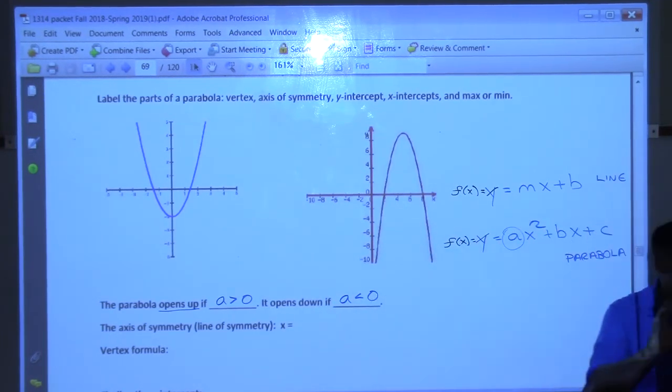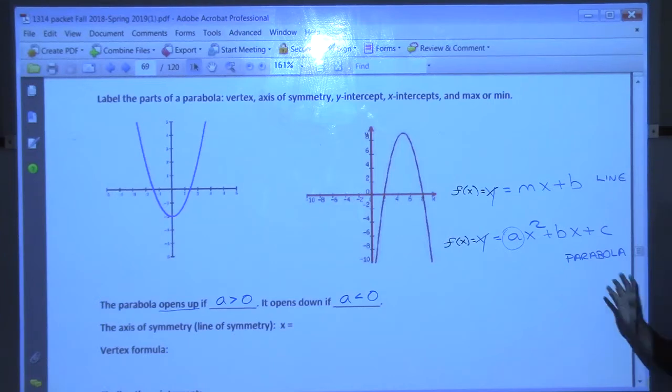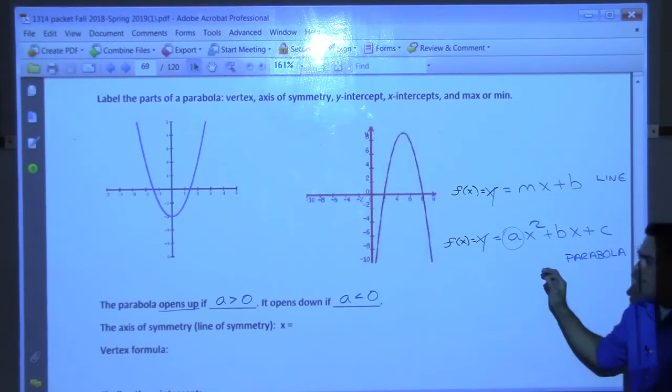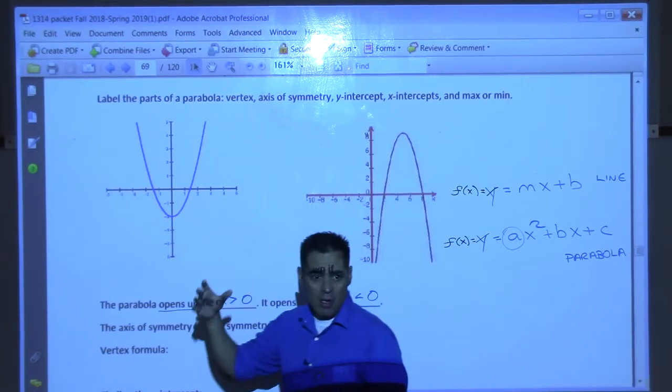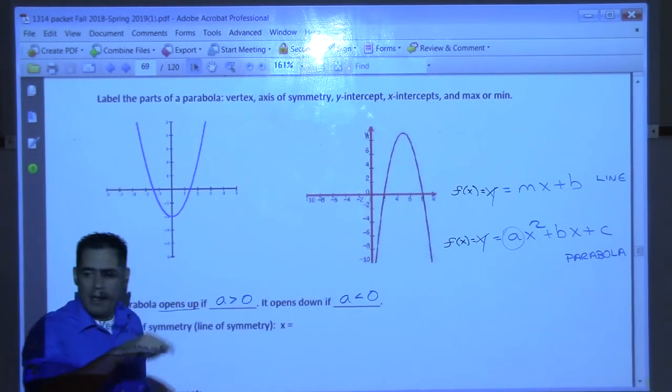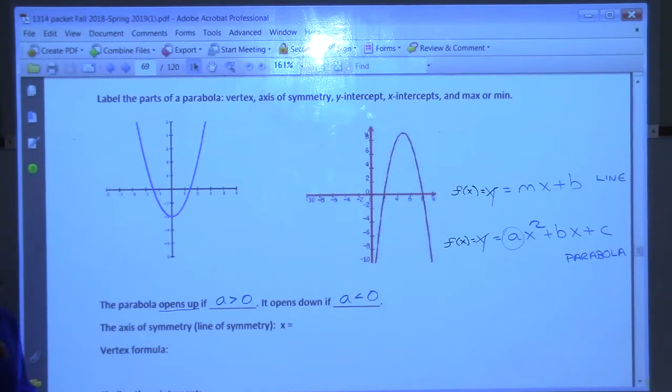So it's a very quick check. When you look at a quadratic function, it's a very quick check to see whether or not it opens up or down. Do you all agree with that? You just look at a number, and if it's positive, it opens up. If it's negative, it opens down.